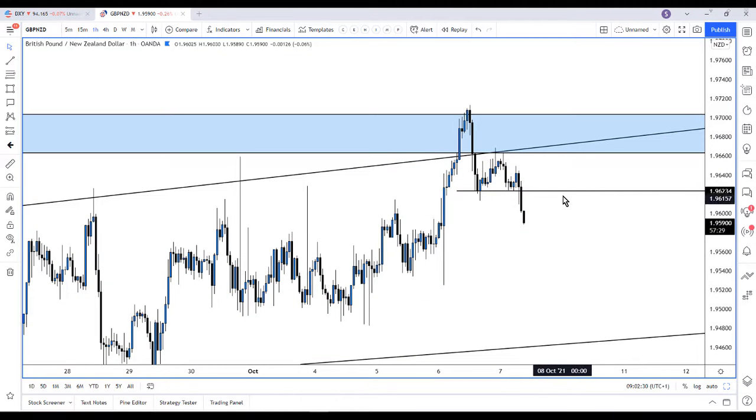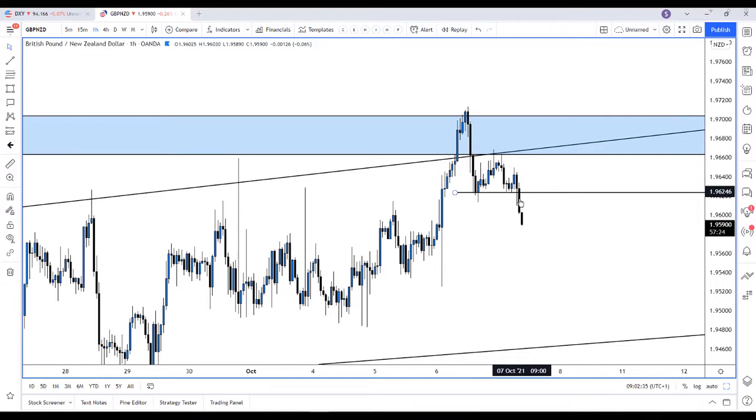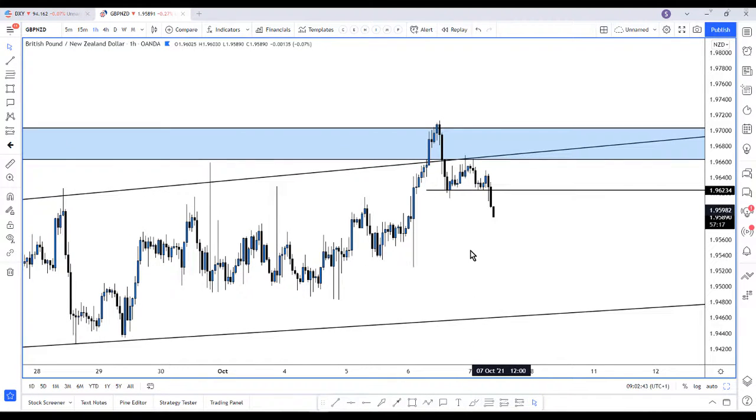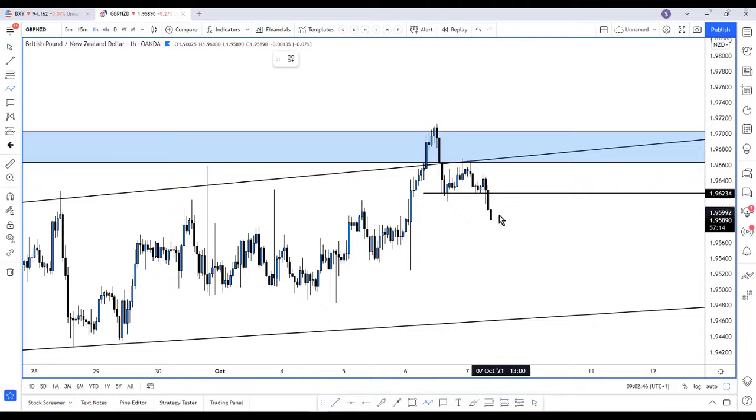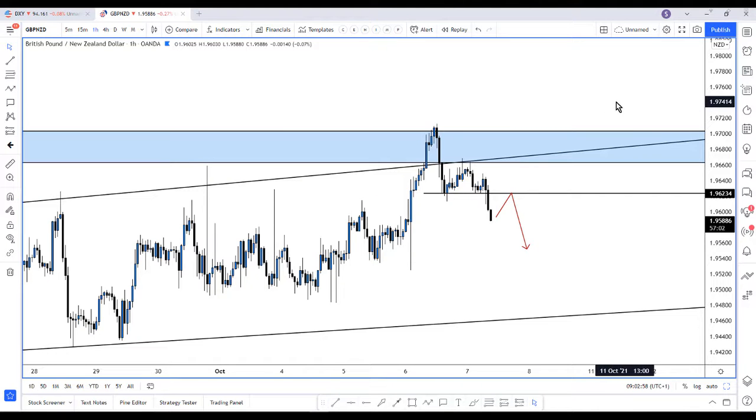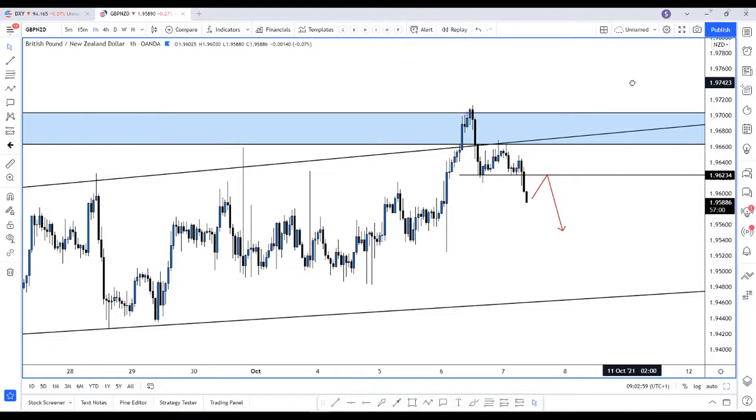of this 196.23. Okay, we've broken below that level. Looking for an evening star or rejection candle there on the hourly. Maybe you can drop down to the 15-30 minute. So yeah, a few things to look out for, guys.